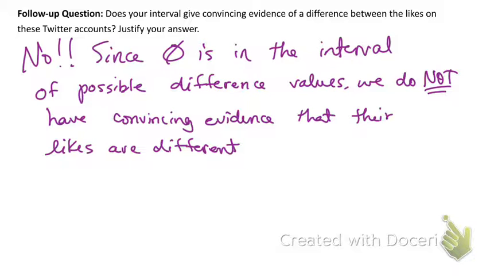Because we saw in our interval, sometimes Katy Perry has more likes on average, sometimes Justin Timberlake has more likes on average, but the big thing is that sometimes it could be that they have the same likes on average because zero was in the interval. What questions do you guys have about that?